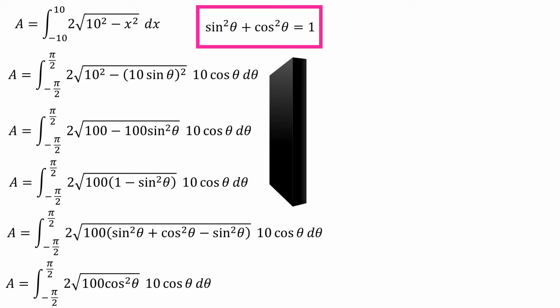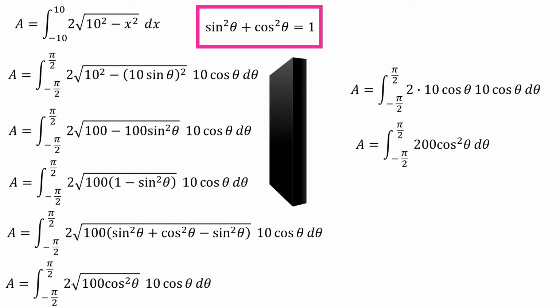Now I can take the square root. Square root of 100 is just 10. Square root of cosine squared theta is just cosine theta. I see 2 times 10 times 10, that's 200. Cosine theta times cosine theta, cosine squared theta. Of course, we cannot integrate cosine squared theta.